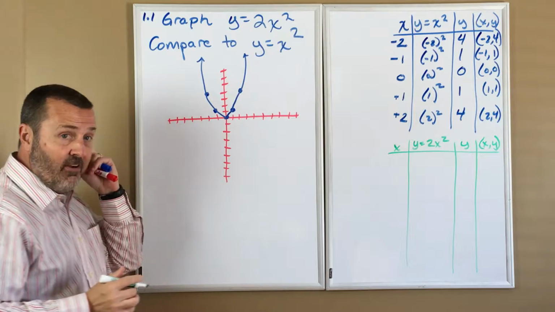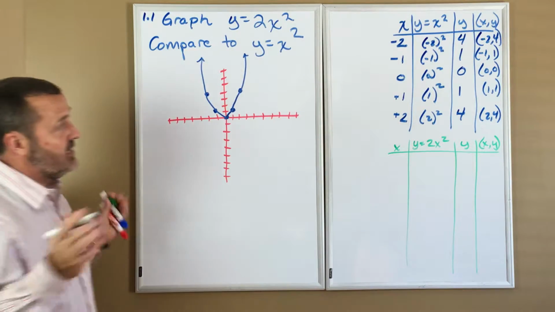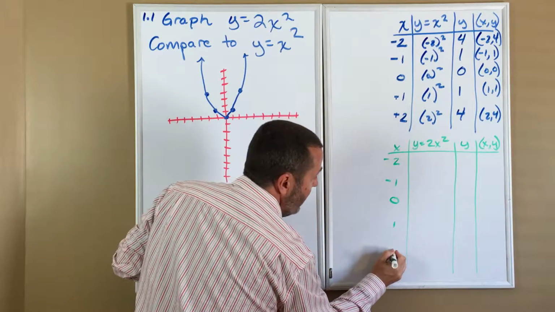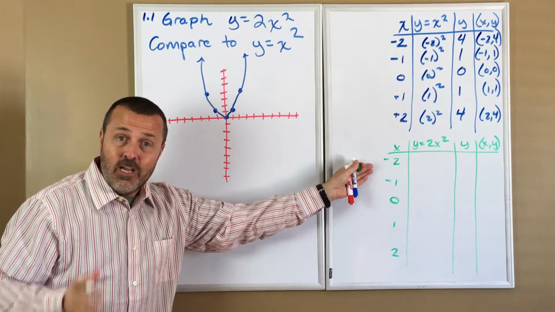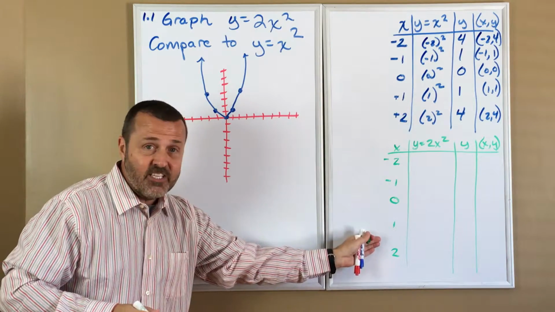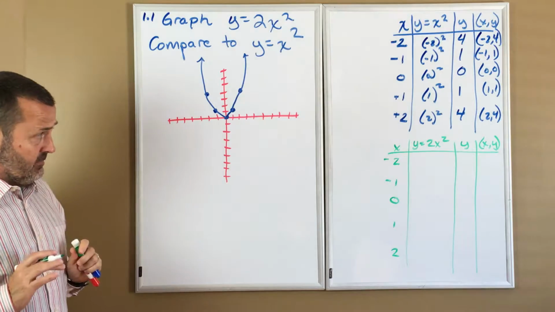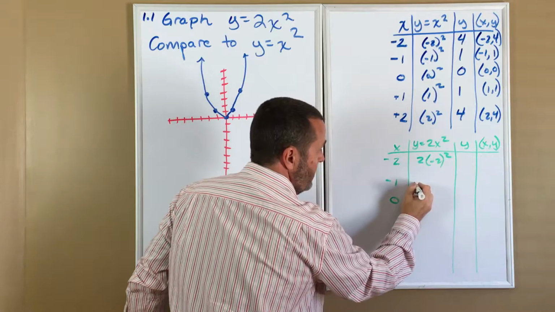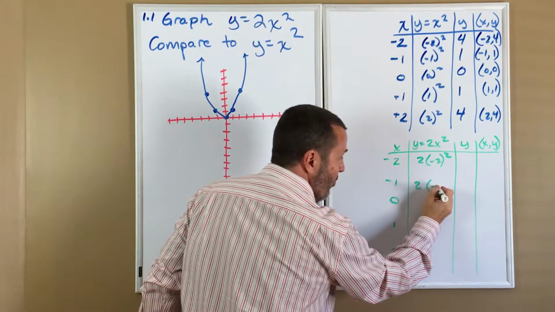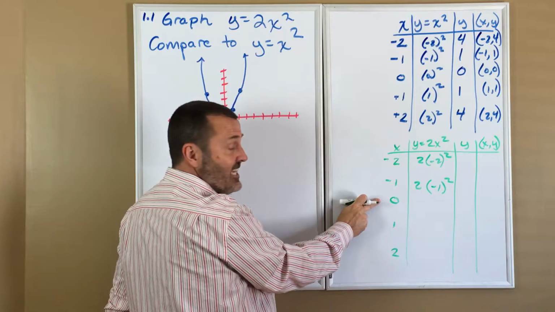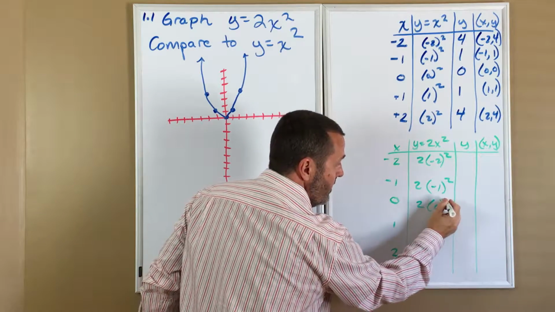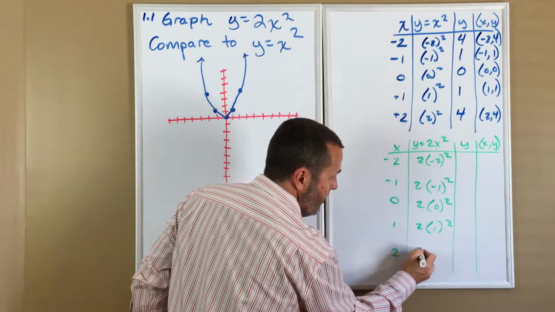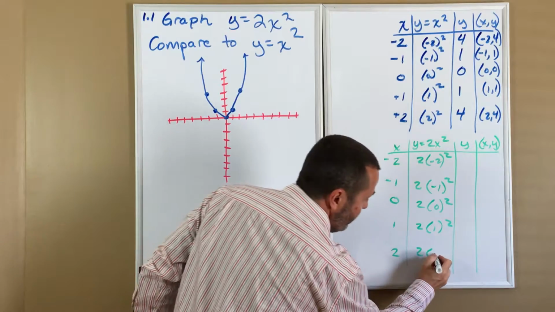Now, let's pick some good values for this. It doesn't really matter. I'm going to go -2, -1, 0, 1, and 2. Always making sure I pick 1 or 2 negatives, 1 or 2 positives, and then 0. That's prudent. Anywhere I see an x, I'm going to put a -2. Anywhere I see an x, I'm going to put a -1. Anywhere I see an x, I'm going to put a 0. Anywhere I see an x, I'm going to put a 1. And anywhere I see an x, I'm finally going to put a 2.